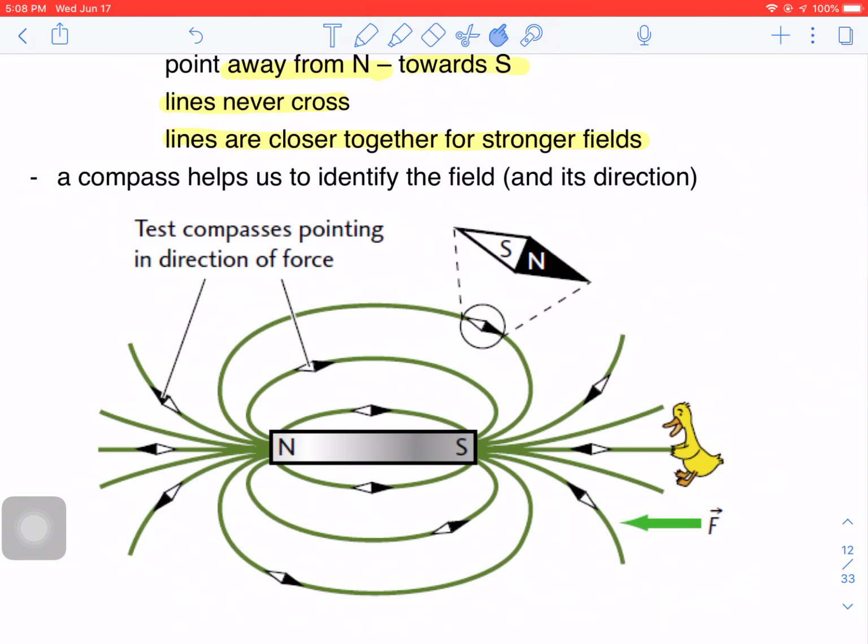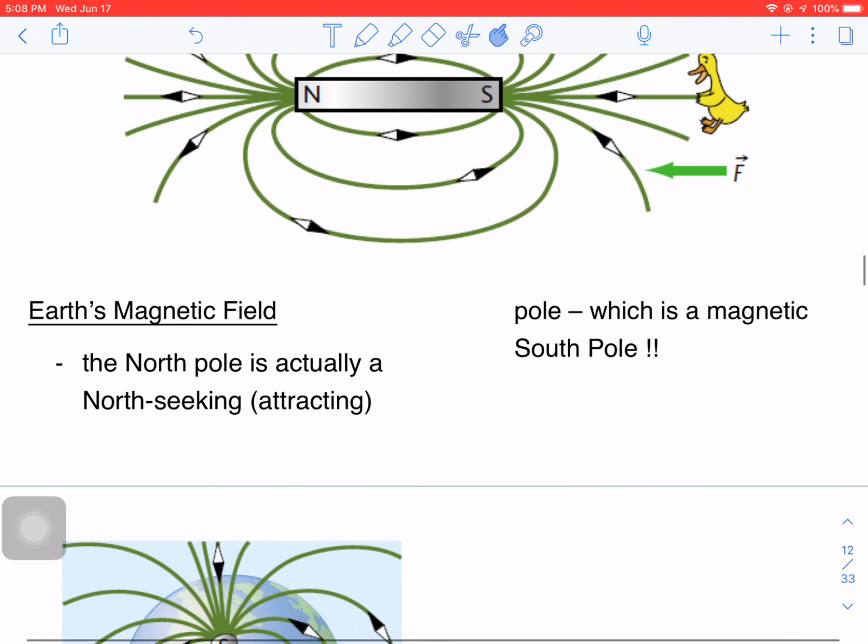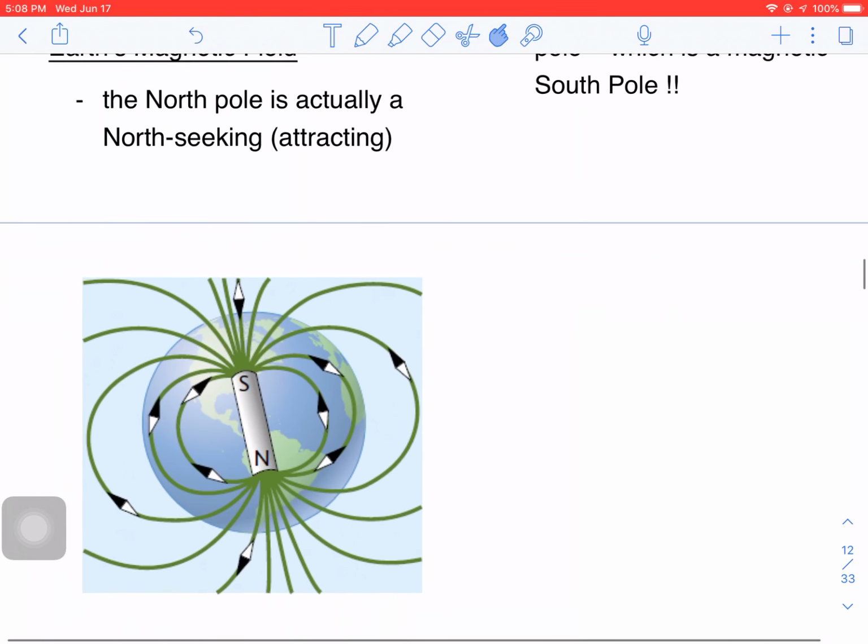So we've got this field around the planet, and if this was the Earth and I could turn it sideways 180 degrees and actually put the south at the top and the north of the bar magnet at the bottom, we'd see that the black needles always point towards the North Pole. Okay, so there's a little bit of history.